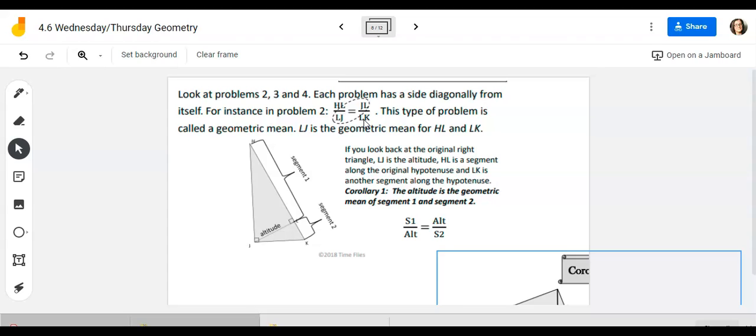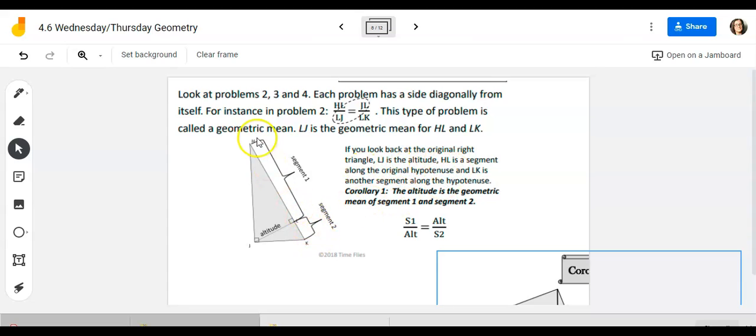Well, to get rid of the square, you would have to square root. So it's the same process as a geometric mean. It says if you look back at the original right triangle, LJ, so where is LJ? It's right here. LJ is the altitude.